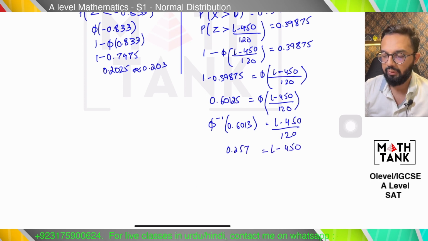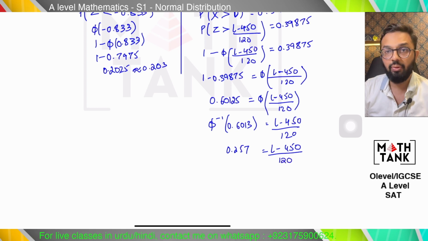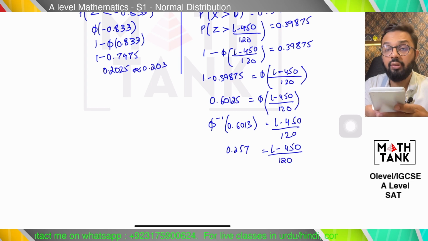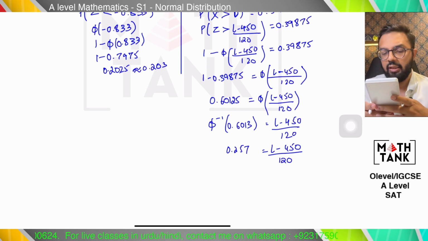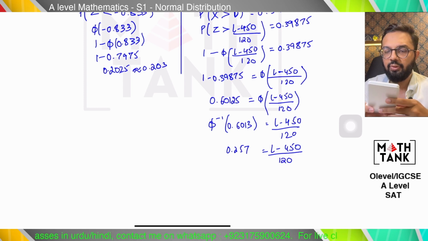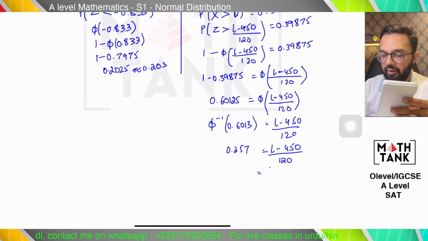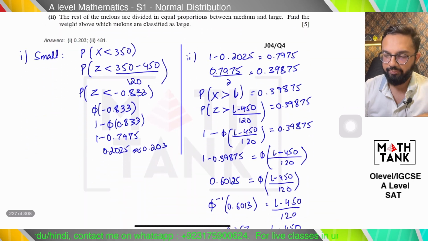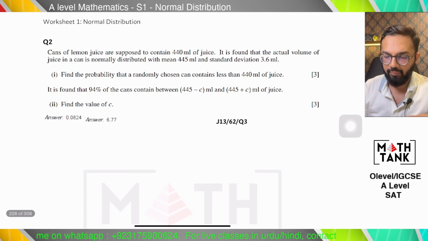I could have done this with my calculator as well. You can use the inverse normal function on your distribution menu and get that answer. If you don't know that already, please watch the YouTube video where I explain how to do normal distributions in reverse from your calculator. Solving for L gives me 480.84. L is therefore 481. Okay, simple question. Let's move on to the next one.